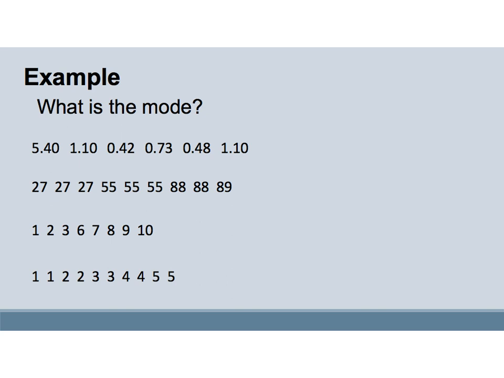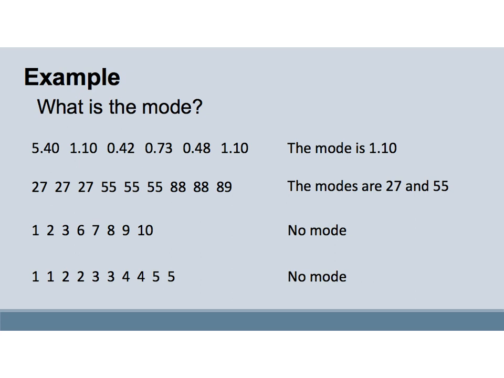So try to find the mode for these examples. Again, hit pause. When you think you've got it, hit play. Here's what you should have gotten. The first one, 1.10, occurs twice. Everything else occurs once, so that's the mode. In the second one, you have 3 27s and 3 55s, so that's the mode. So there's 2 modes for that one. And in the last 2, there's no modes.